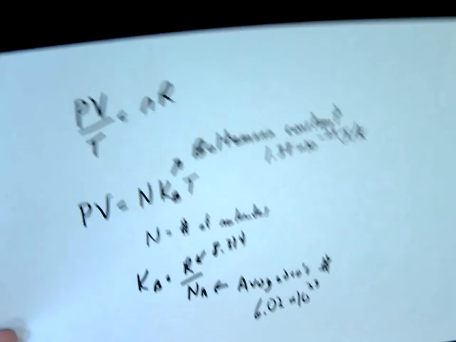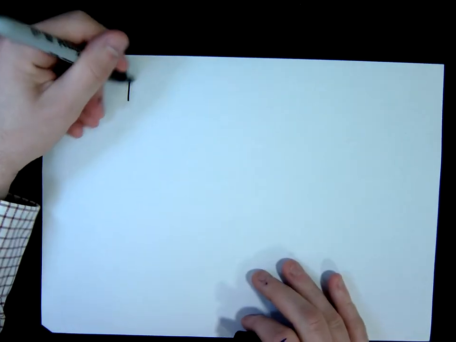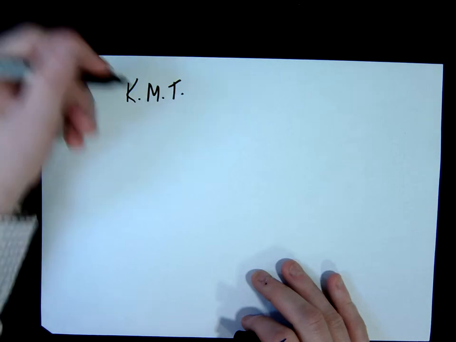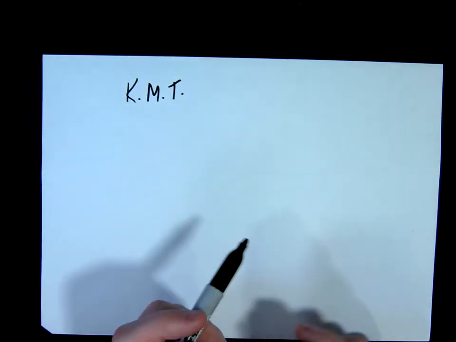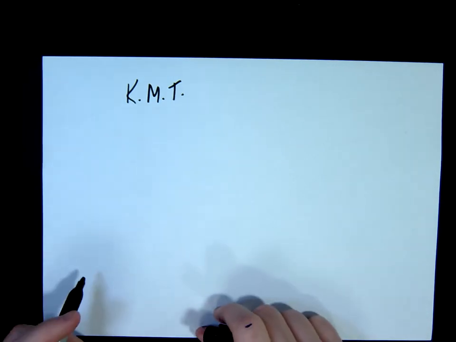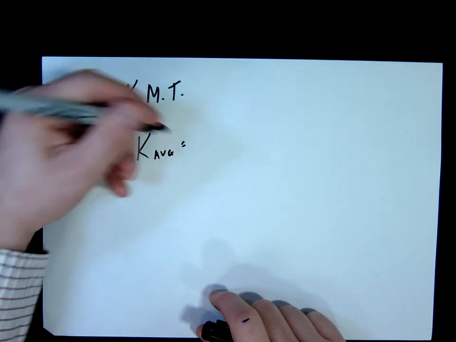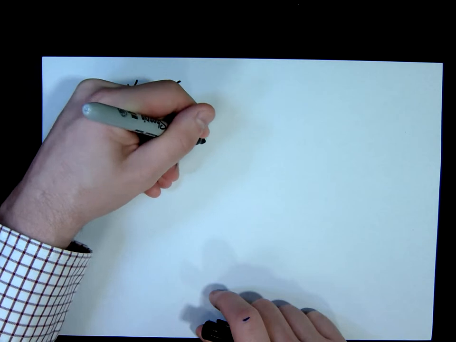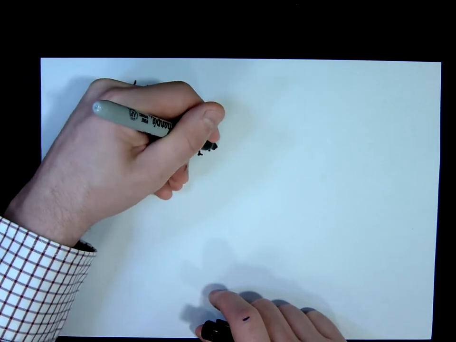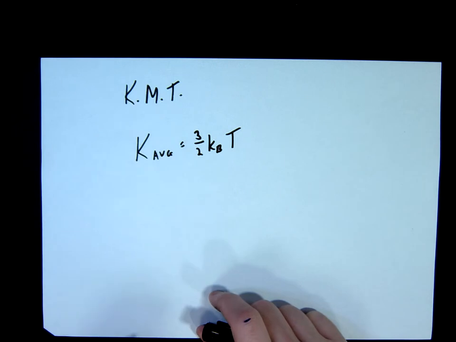One last thing to talk about is the kinetic molecular theory. Make sure you read up on the kinetic molecular theory in your textbook. It's very important to look at those points. I'm not going to write them down here, but please make sure you read up on all the points of the kinetic molecular theory. A couple of things about it: in a gas, the average kinetic energy of any molecule moving around is directly proportional to the temperature.